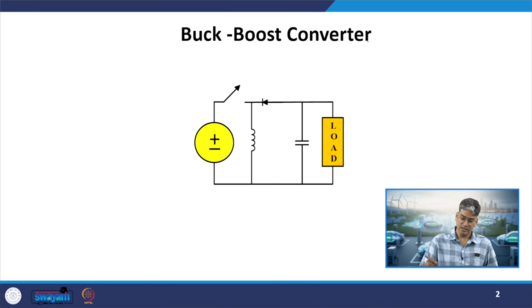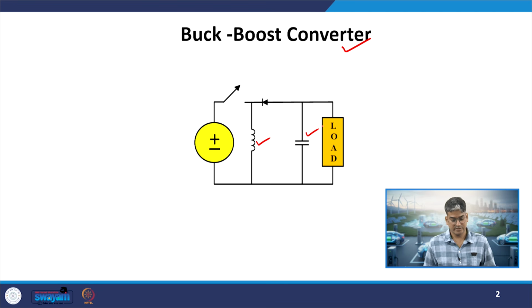Welcome back. In the last class we discussed our basic DC to DC converters. We started with our buck converter, which was our step down converter. Then we saw our boost converter, which was our step up converter. Now we will be discussing the third type of DC to DC converter, that is our buck boost converter. It is again a second order system, because we have two energy storage elements.